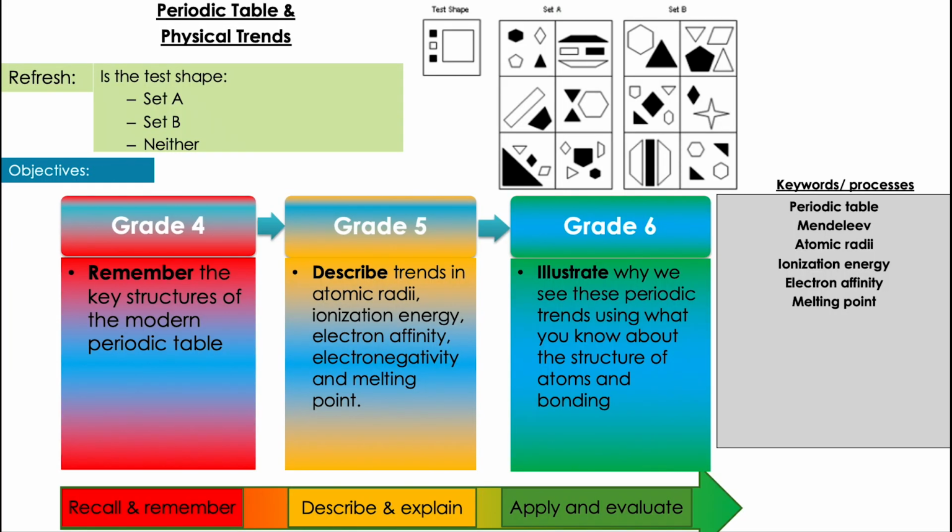So I've got to start a question that's a little bit different than normal here. I want you to have a look at these two sets of shapes and this test shape. So this test shape either fits in set A, this one, or set B, this one, or neither. So can you work out which one it fits into, and preferably why? Pause the video and have a go at that.